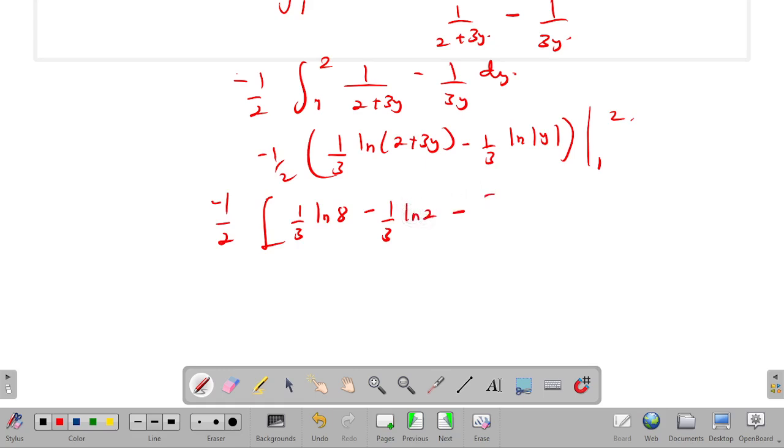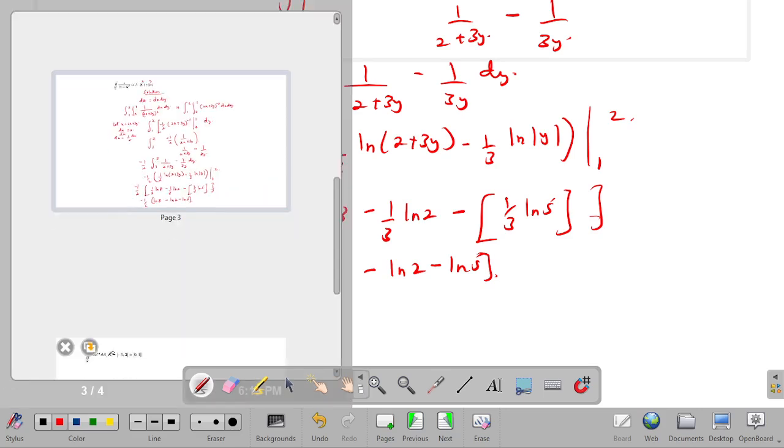Minus the whole expression, 1 out of 3. When I put 1, I'll get length 5, right? When I put 1 here, then 1 is 0. So I'll simply multiply, and so the inner integral then becomes length 8 minus length 2 minus length 5. Push 1 out of 3 out, so it becomes negative 1 out of 6. Then this is our answer.